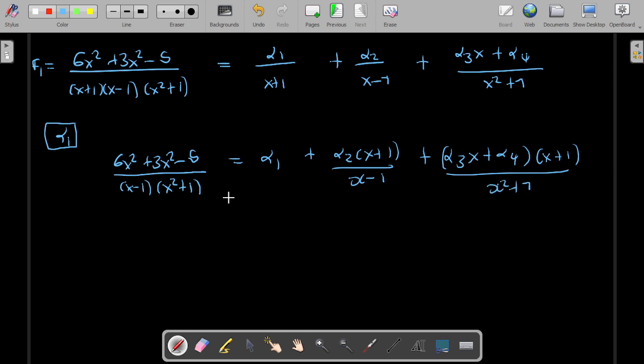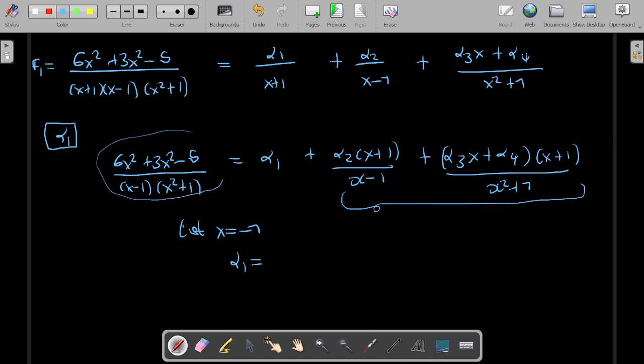Now we're going to choose a simple value of x such that this quantity is going to be equal to 0. That value of x is going to be minus 1. Now we have to be careful here, our denominators don't have to be 0, and that is the case if we choose x equal to -1. So we're going to let x be equal to -1, and so here we're going to have that alpha 1 is going to be equal to, so here we substitute -1. So if we substitute -1 here, what are we going to get?